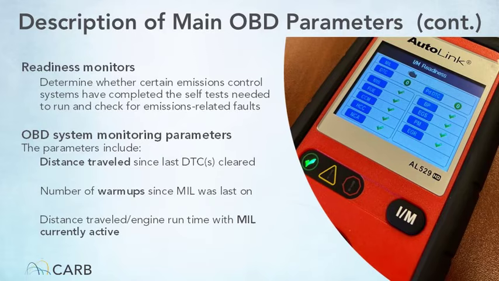Other parameters, such as distance traveled since last DTCs were cleared, number of warm-ups since last MIL was on, and distance traveled and engine runtime with MIL currently active are also collected as they reveal important information about the tested vehicle's operation.